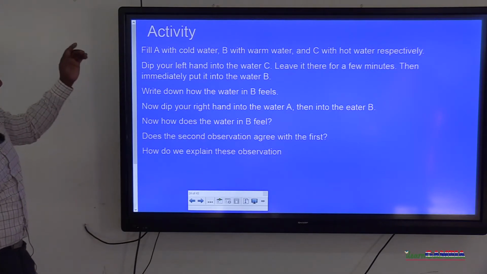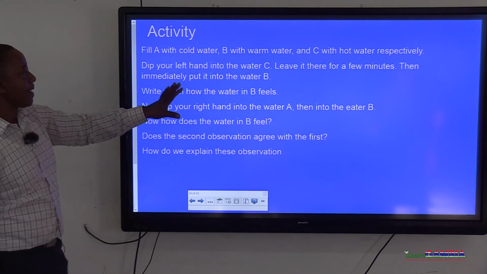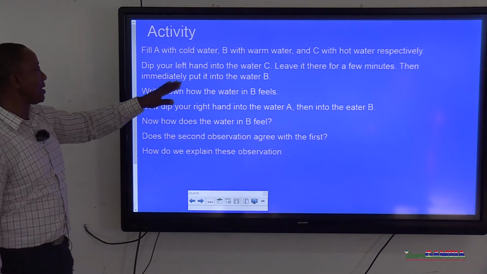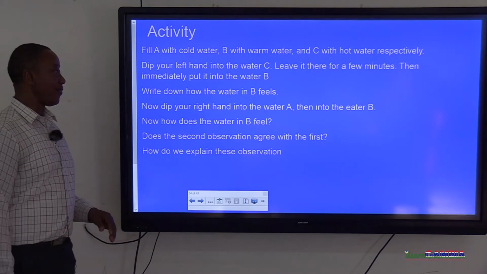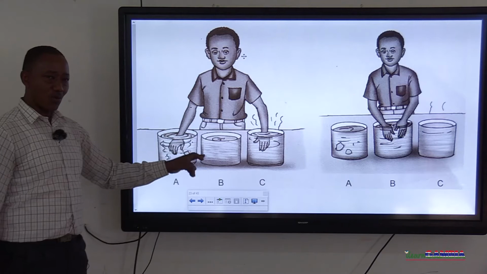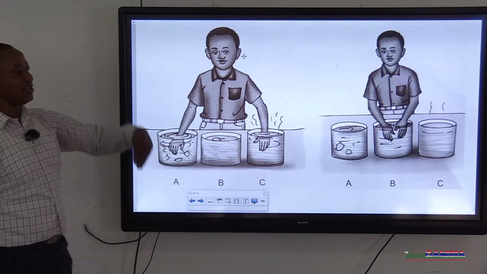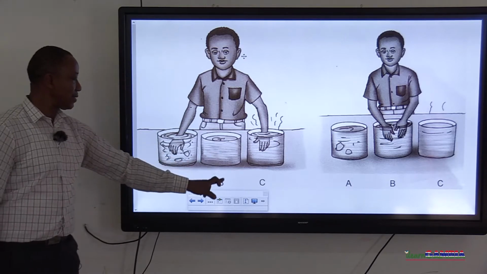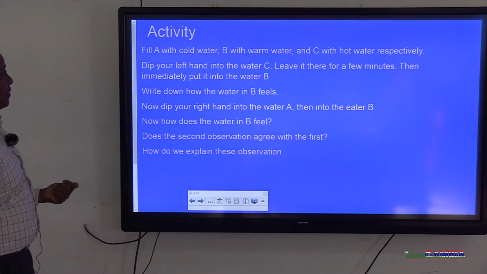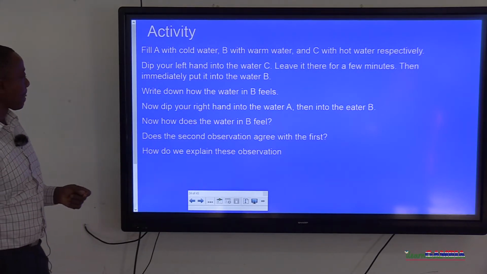So what do we do? It says dip your left hand into the water C. Leave it there for a few minutes. Then immediately put it into the water B. Now if you remember, C is the hot water and B is the warm water. So first you place your hand in C, which is the hot water, and when you take it from there, you now dip it into B, which is the warm water. And how does it feel? It says write down how the water in B feels.